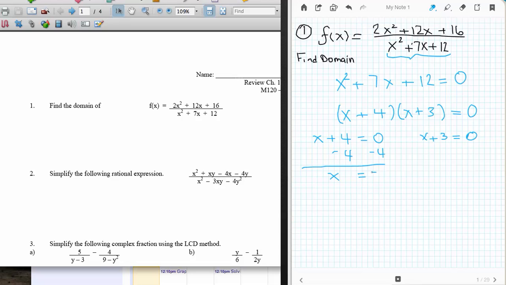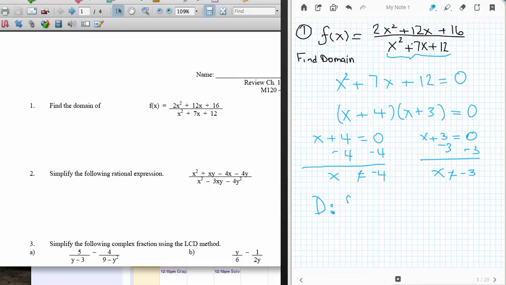And so what we're going to get is x is equal to negative 4 and x is equal to negative 3. So either x being a negative 3 or x being a negative 4 is going to be a possibility to give me this denominator being equal to 0. Therefore, that is what we're going to restrict from our domain.